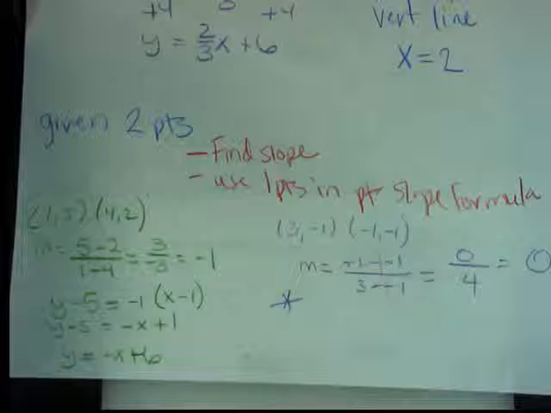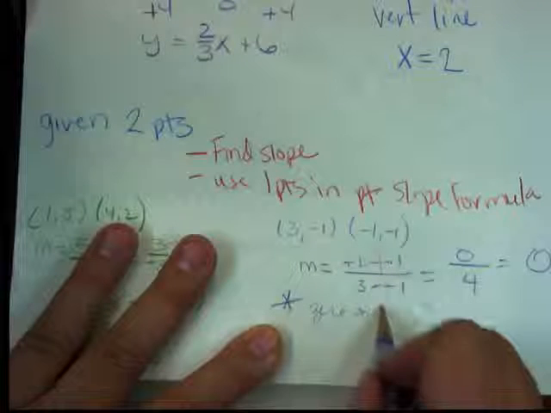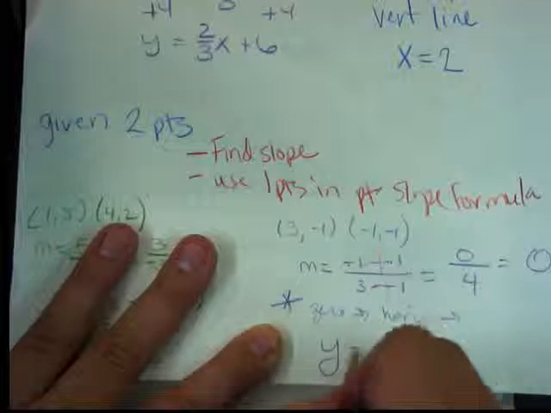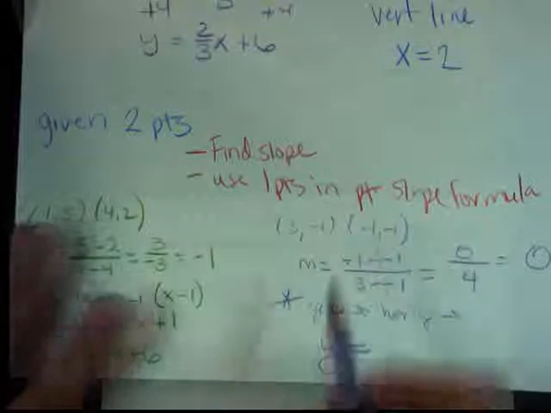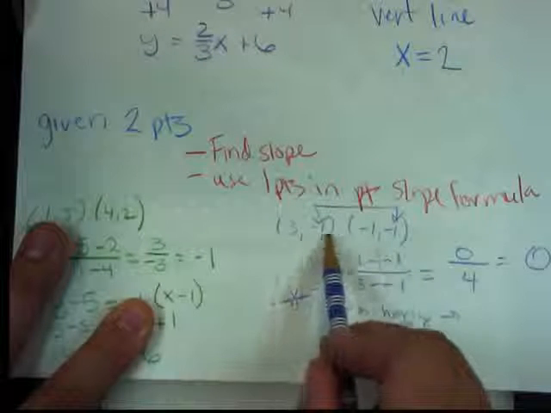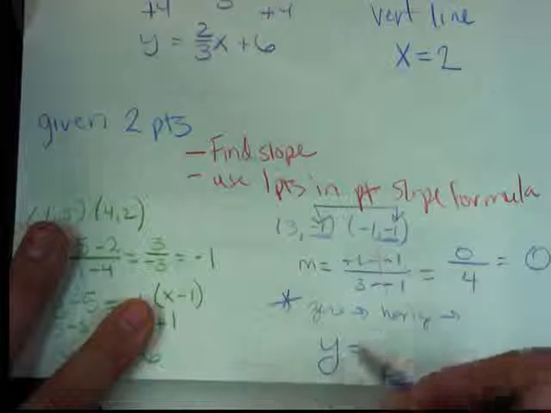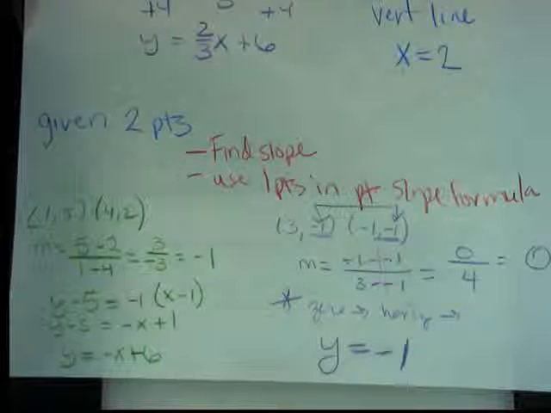A special is only one letter. A 0 slope is horizontal, which means it is y equals. And look up at those 2 points. Look at those 2 y's. They are the same. That's what y equals: -1.